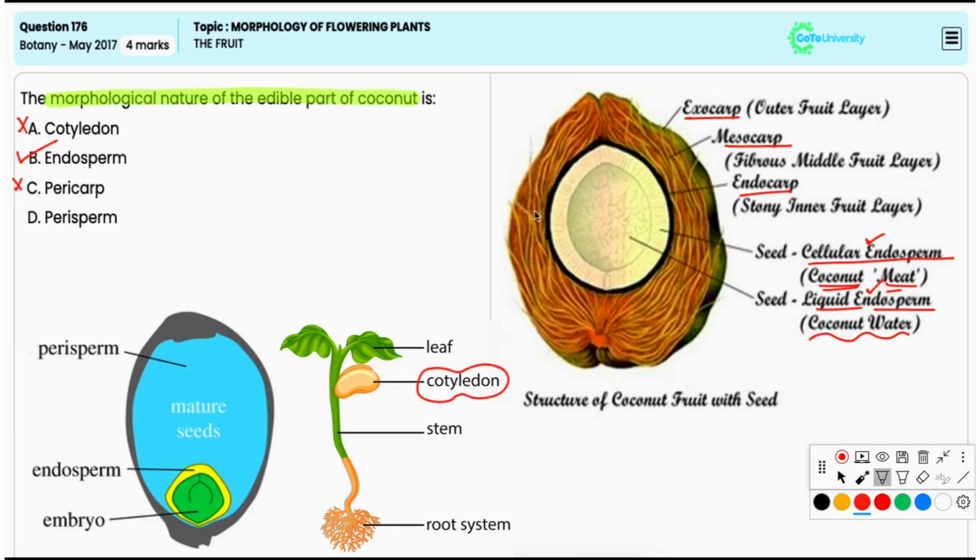Option D, perisperm. It is also incorrect because perisperm is a nutritive tissue that is derived from the nucellus, and it is not present in coconut.